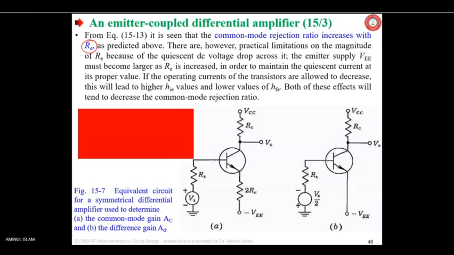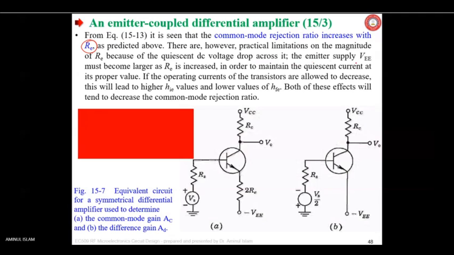There are, however, practical limitations on the magnitude of RE. Yes, we know that a higher value of CMRR is desirable, as high as infinity is desirable, but practically it is not possible. A higher value of RE can give us a higher value of CMRR, but there are some problems. There are practical limitations on the magnitude of RE because of the quiescent DC voltage drop across it.